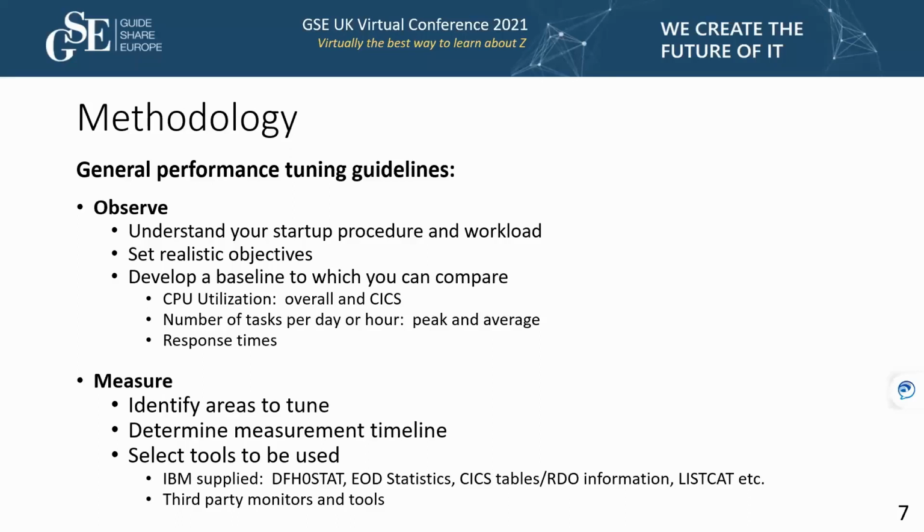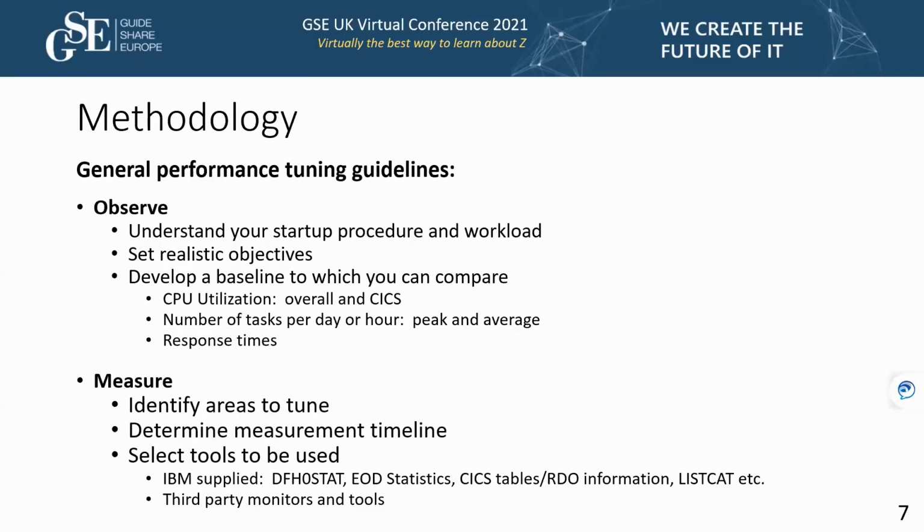You can't just say, well, I'm going to reduce the CPU cost by 50%, or I'm going to improve the end-to-end response time by 50%. It doesn't work that way. You have to have a goal in mind and set realistic values for that goal. Now, you want to develop a baseline. You want to know how your system is running before you start, because otherwise there's no way to figure out whether you've made it better or worse. So things like overall CPU utilization and CICS, if you can do it, number of tasks per day, per hour, what's the average, what are your peak processing times, and how do your response times look?